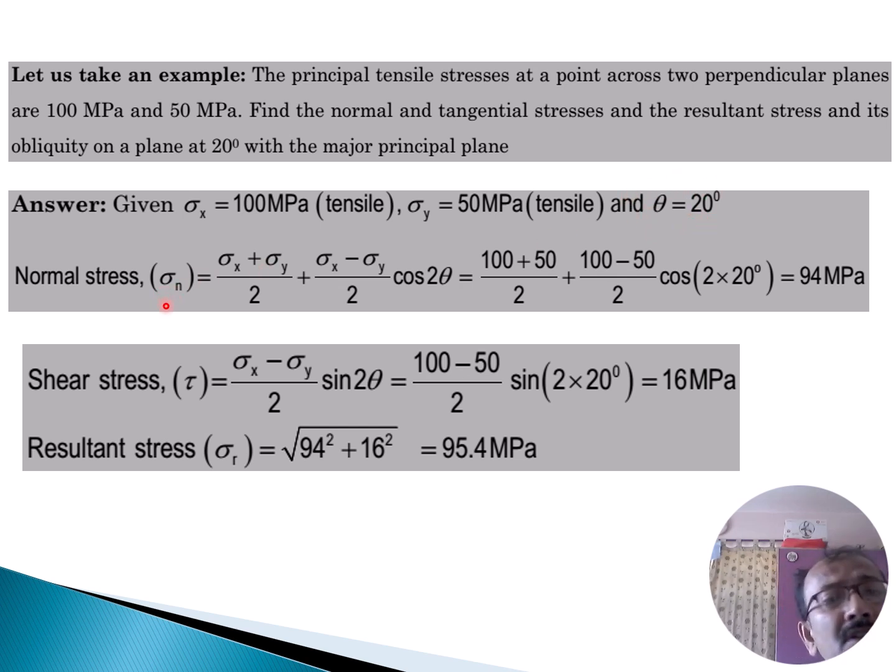Now from the equation of sigma n, we put the values of sigma x, sigma y and angle theta. So directly we get the value of sigma n, that is 94 MPa. Similarly, the shear stress tau, with the formula sigma x minus sigma y by 2 sine 2 theta, putting the values of sigma x, sigma y and theta, we get tau equals 16 MPa. Now the resultant sigma r is the root of sigma n square plus tau square, so we get 95.4 MPa.